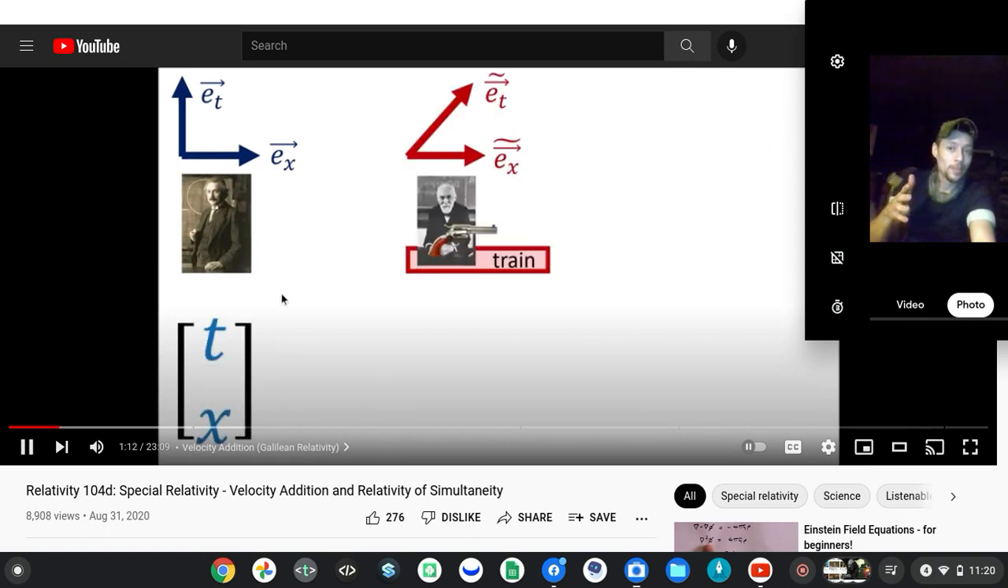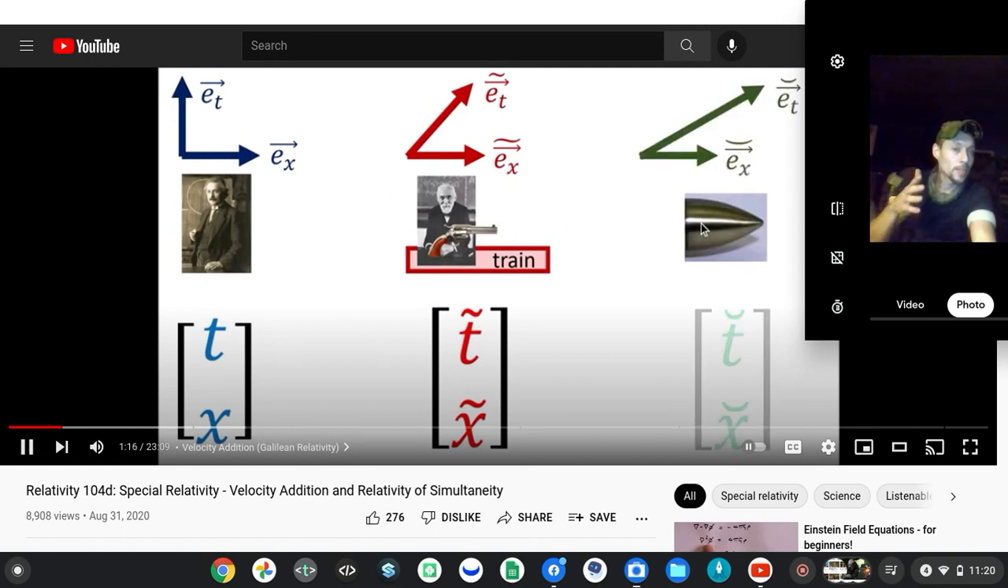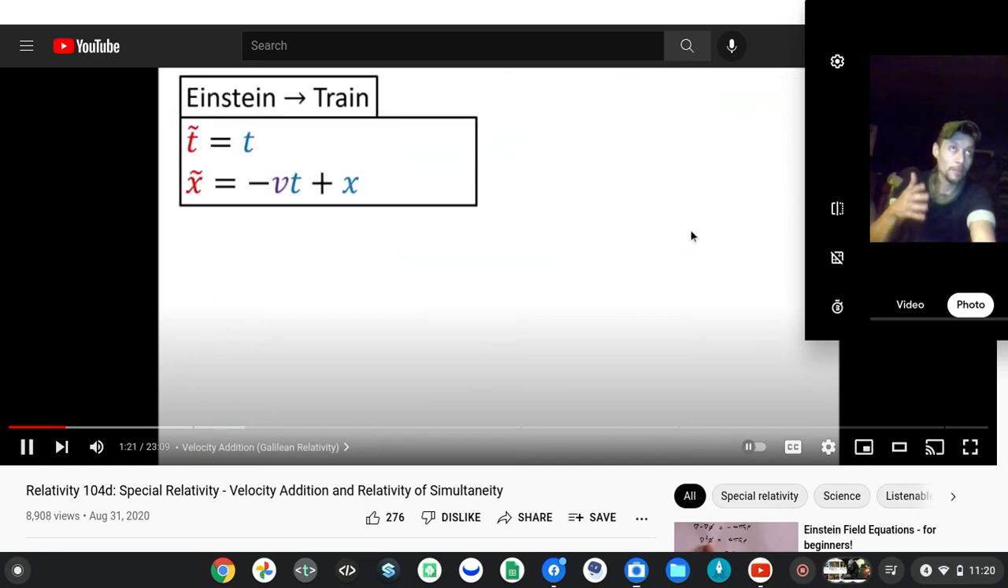We're going to talk about space-time coordinates first. Einstein uses coordinates t and x. The train uses coordinates t tilde and x tilde, and the bullet uses coordinates t smile and x smile.